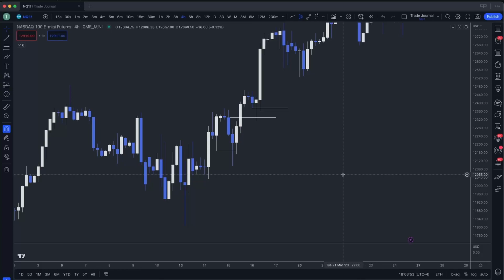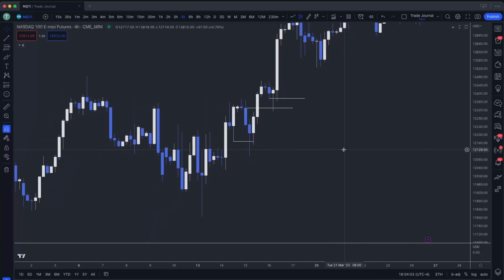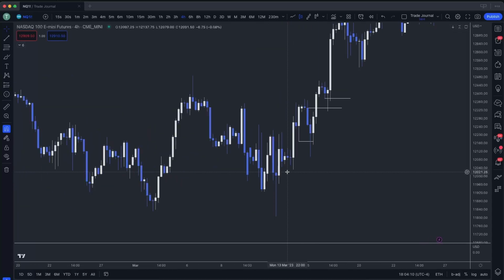We want to cut out the noise. We don't want to trade every raid of a low or every raid of a high. We don't want to look at every imbalance. Some, like I said, are much bigger than others and smaller than others. So we want to narrow our focus a little bit, and that's what this is going to do. But you also want to see how many opportunities you might get in a week or in a month.